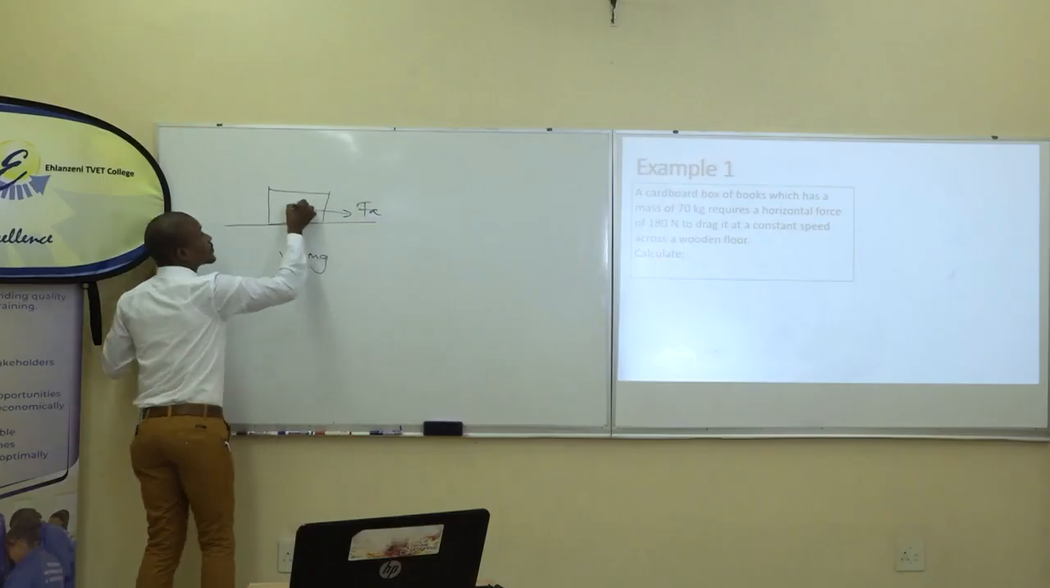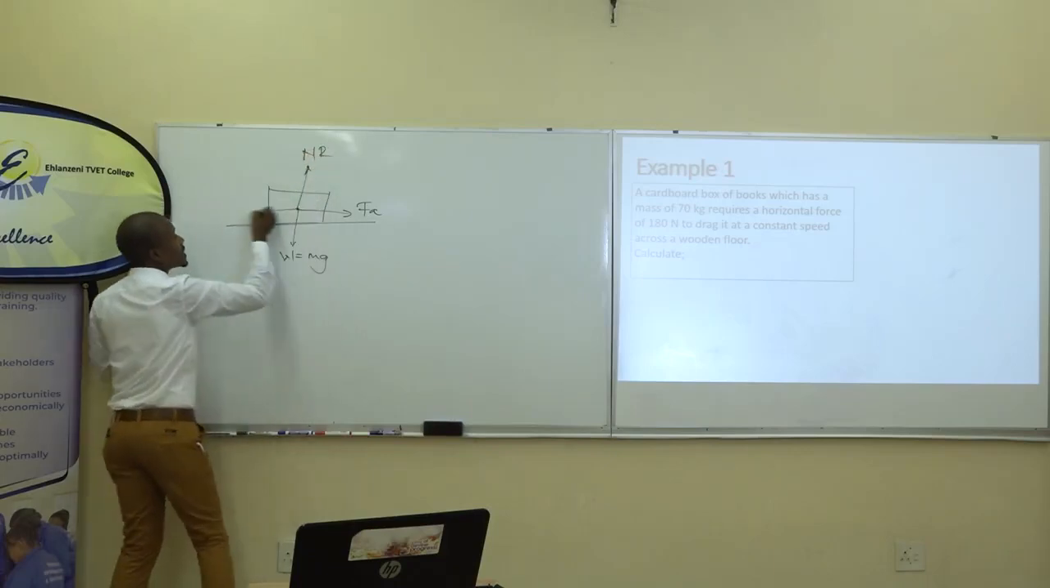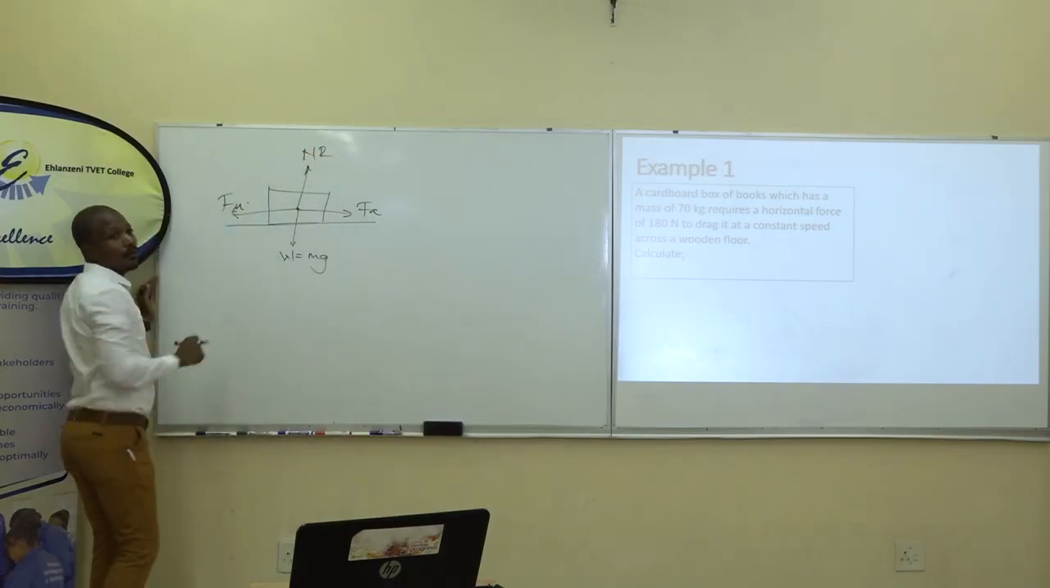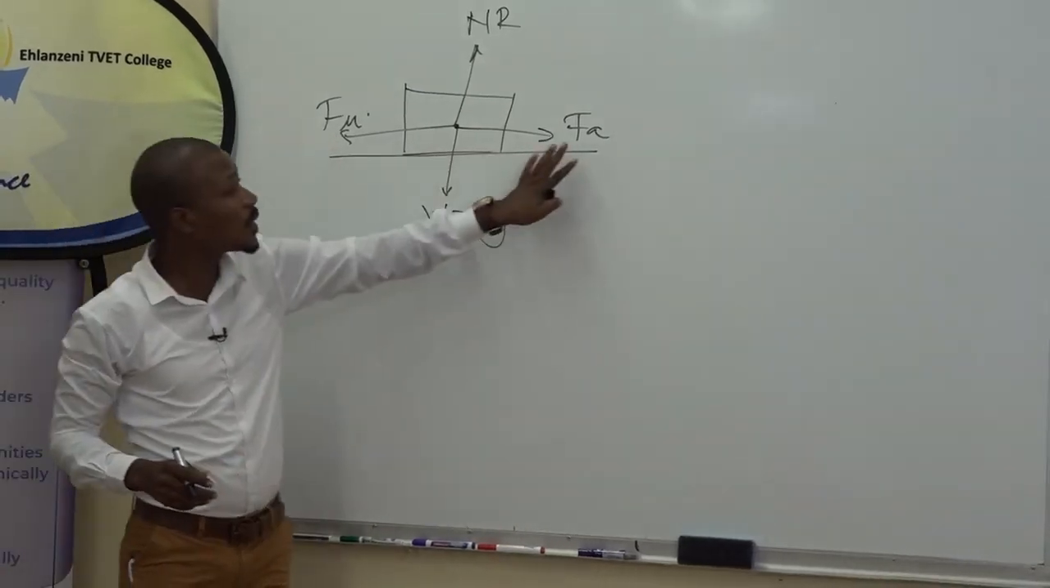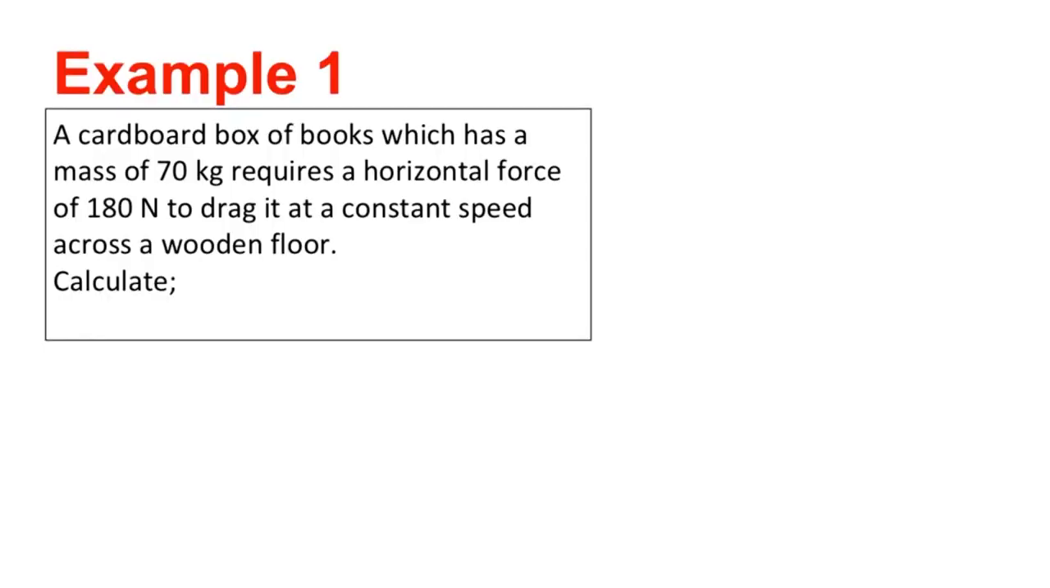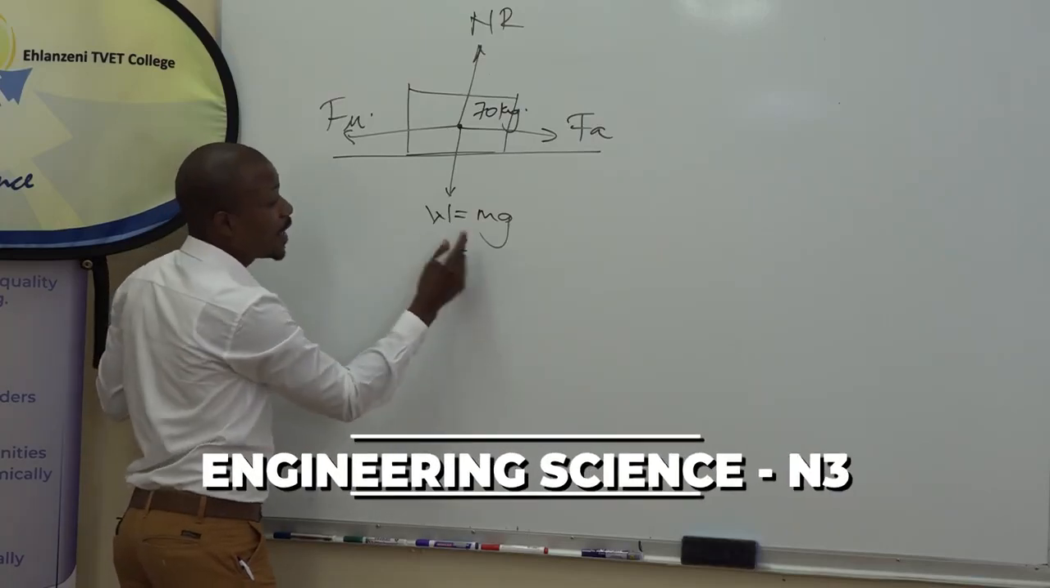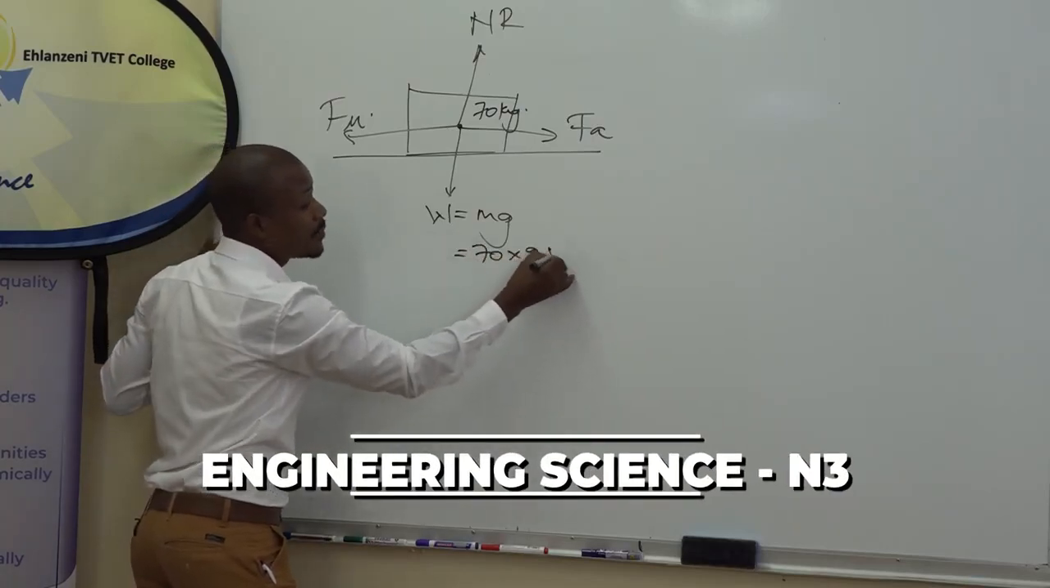four forces, which are the normal reaction, the weight, the frictional force, as well as the applied force. But now we need to take our values as given there and apply them here. What are we given? We are given the mass of this particular cardboard box. The mass is 70 kg. With this 70 kg, we need to find the weight of this object. How do we find the weight? We need to substitute it here. It means that weight will be equal to 70 multiplied by 9.8.